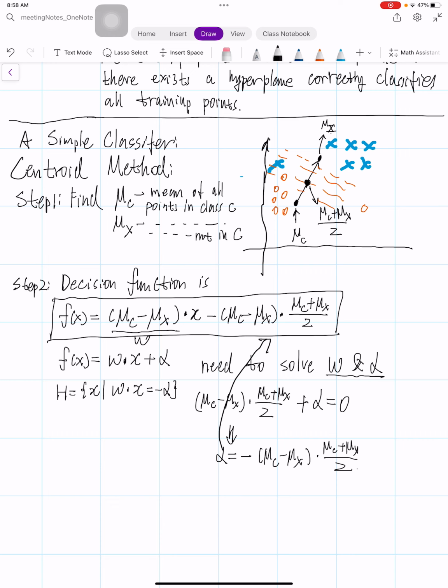So this is a decision function based on the center of each class. In other words, it's a line that goes through the central point. So this is our decision boundary H. This is just a simple example.